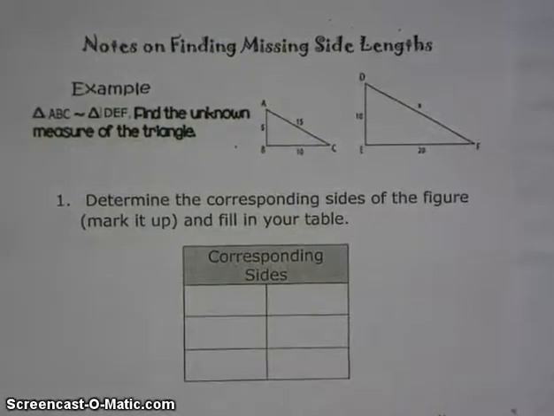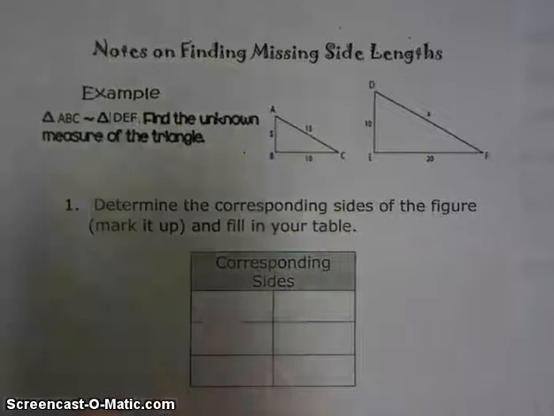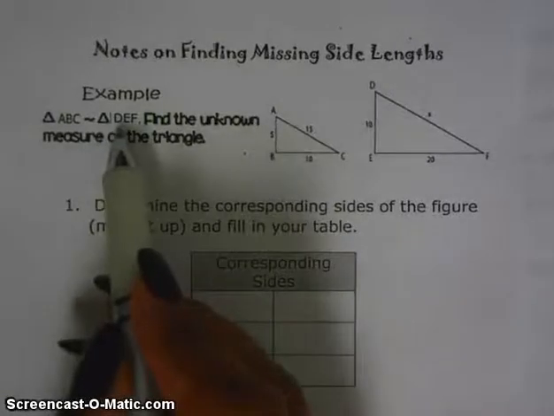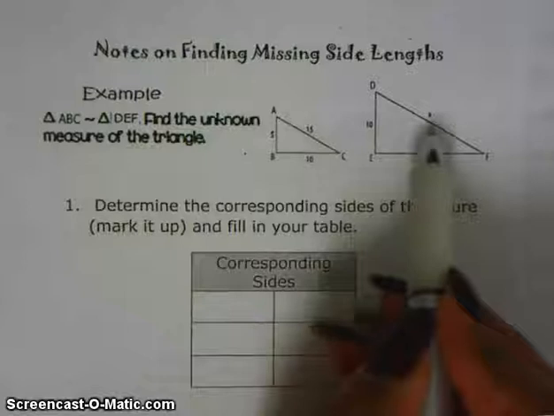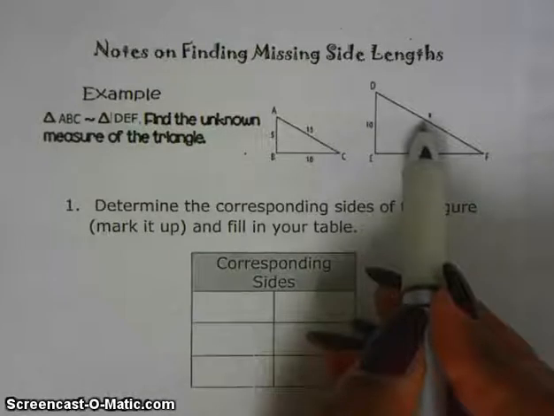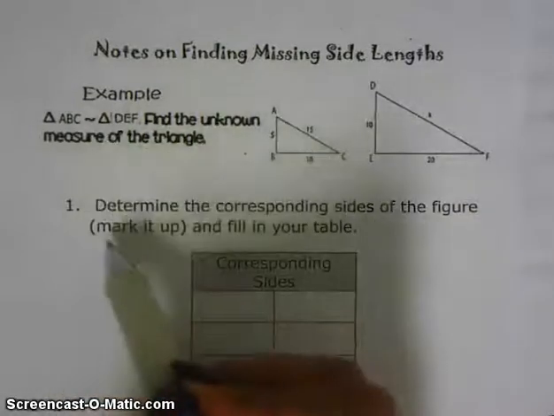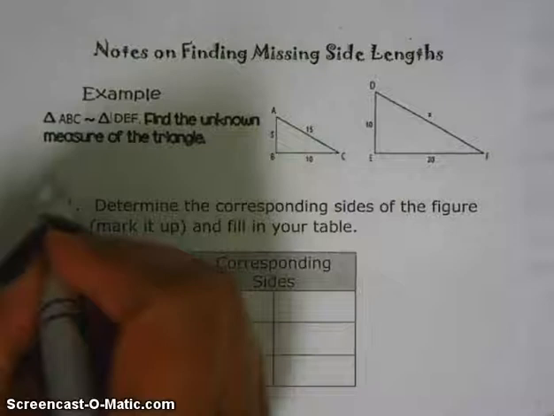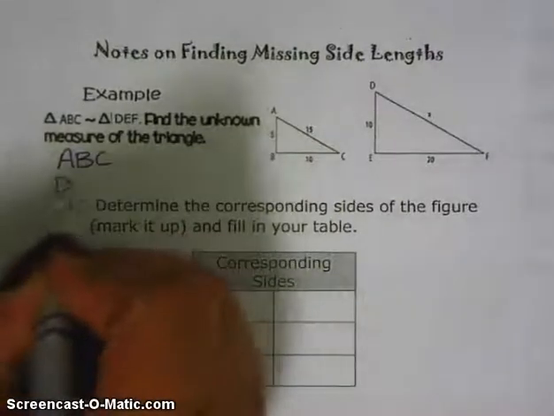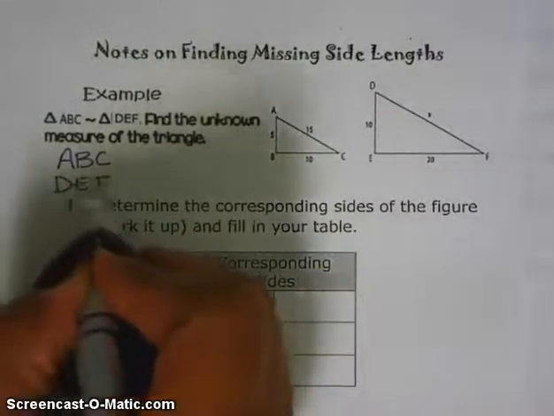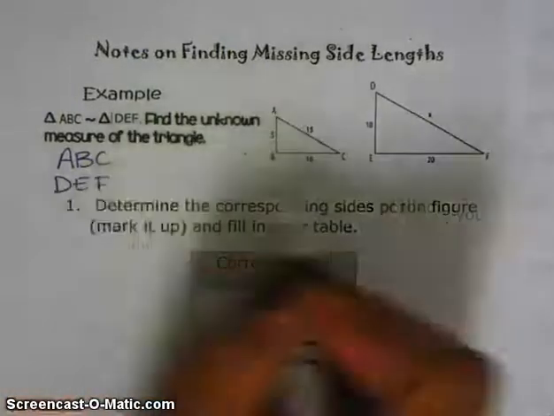Okay, so you should have the notes on finding the missing side length. We have a triangle ABC is similar to triangle DEF. We want to find the unknown measure of the triangle. Here is your unknown measure. It is X. Okay, so the first thing I have to do is mark up my triangles. I'm going to put ABC and DEF on top of each other so that I can identify what side corresponds to which.